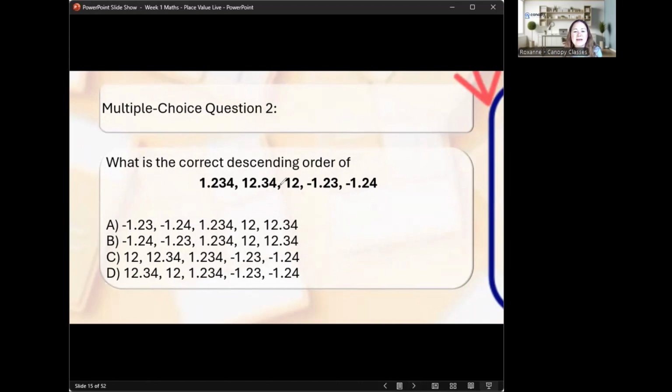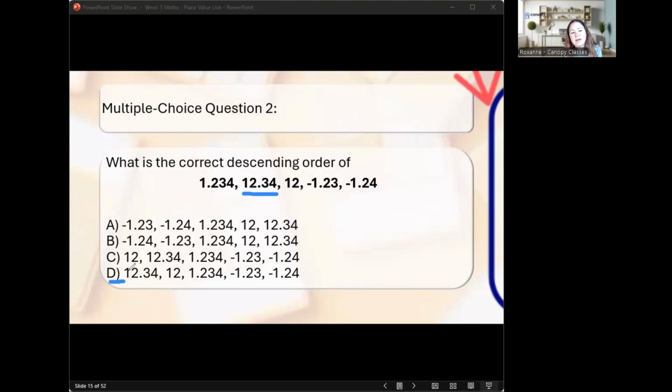Okay, so it's descending order, which means we're going to start with the largest number and go down. Some of these are in ascending order, possibly, or close to, and some are not. So with descending order, we're looking for the largest number. That's the clue, really, and that's this one, 12.34. There's only one possible answer, but always double check just in case.